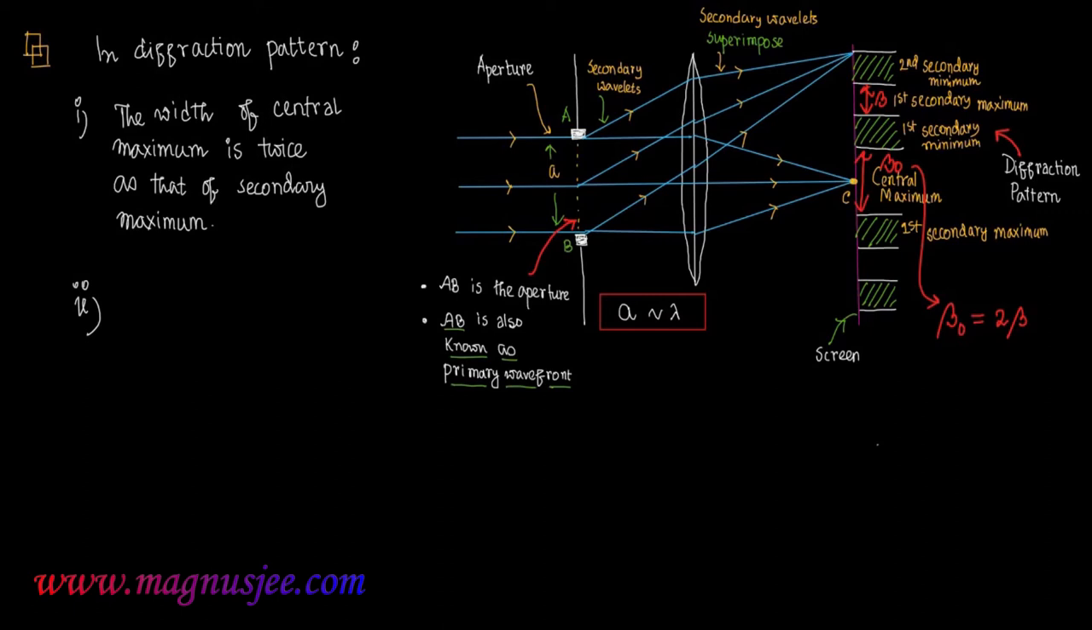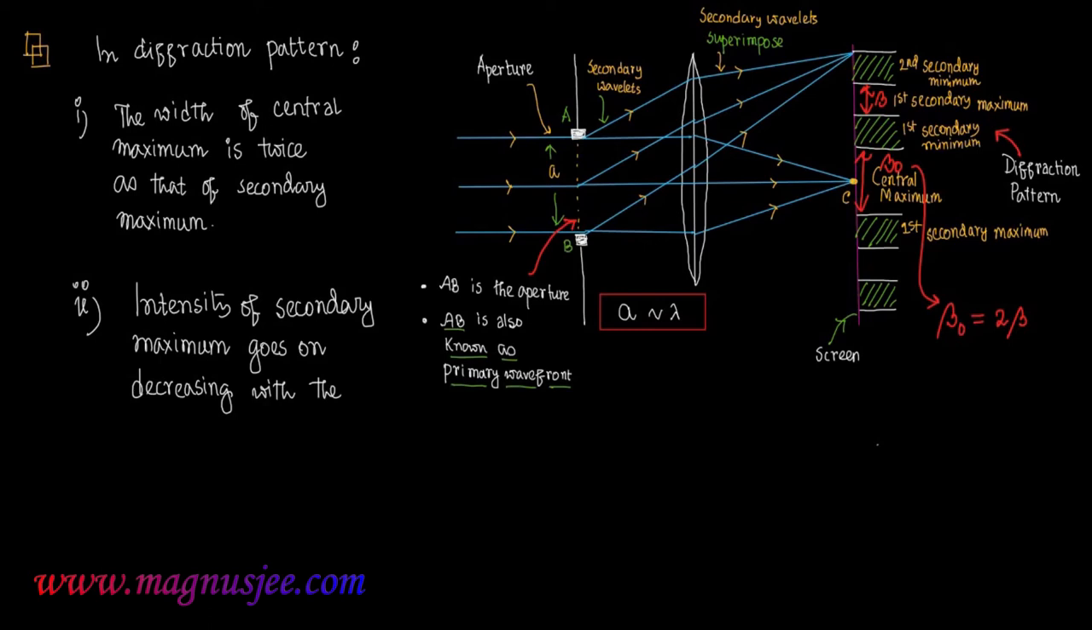Now number 2, the intensity of the secondary maximum of the diffraction pattern goes on decreasing with the order of the maximum. I0 is the intensity of the central maximum and I1 is the intensity of the first secondary maximum, such that I0 is greater than I1. That means the intensity of the secondary maximum goes on decreasing with the order of the secondary maximum.